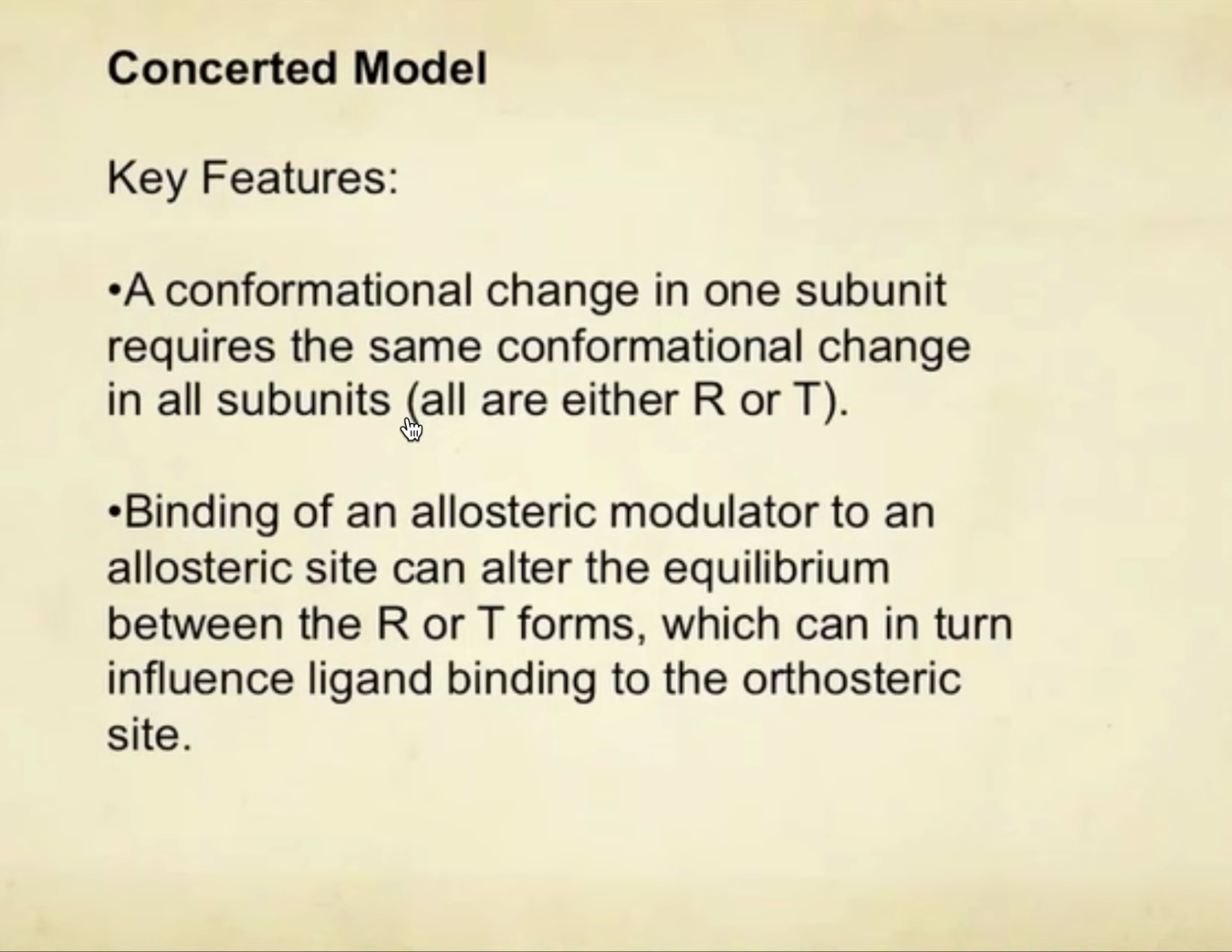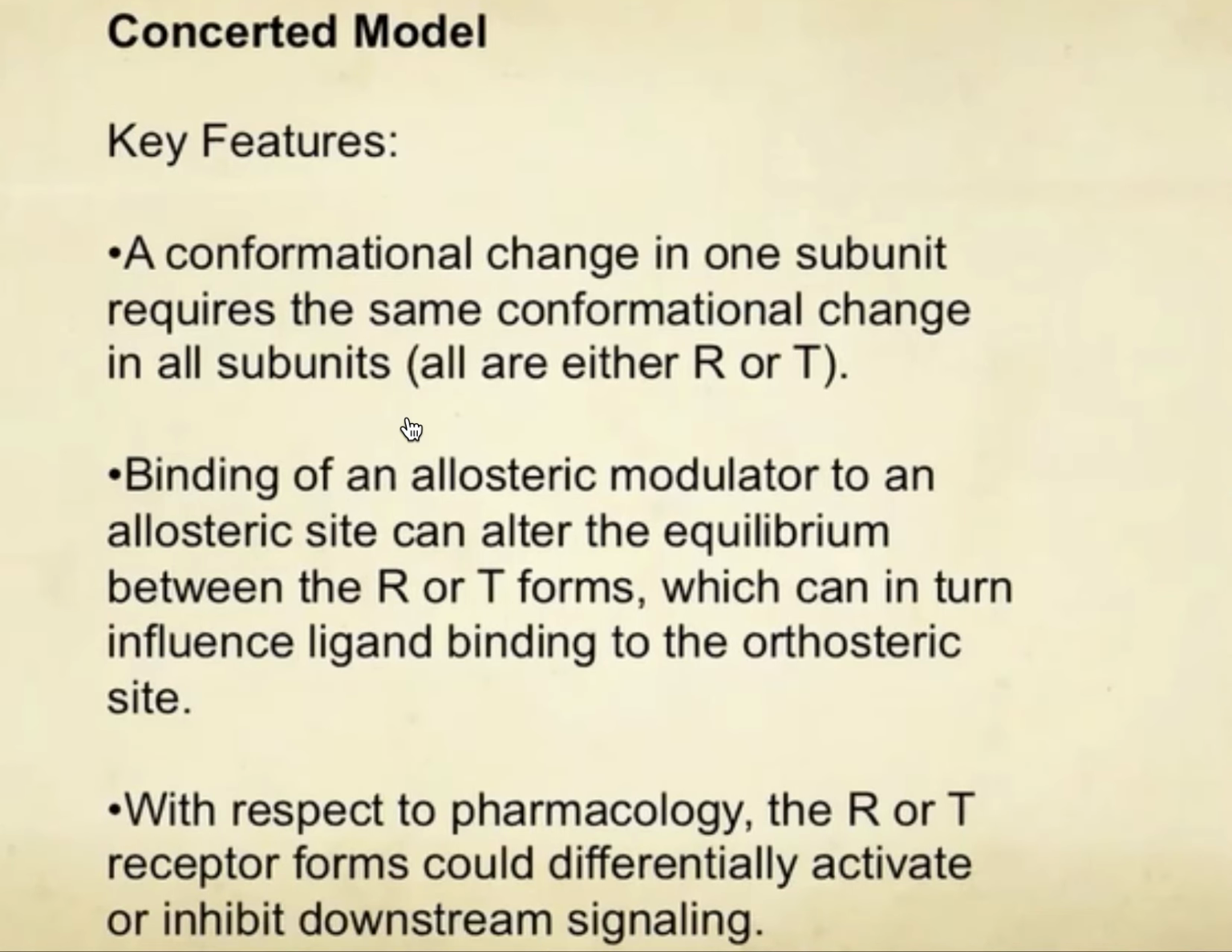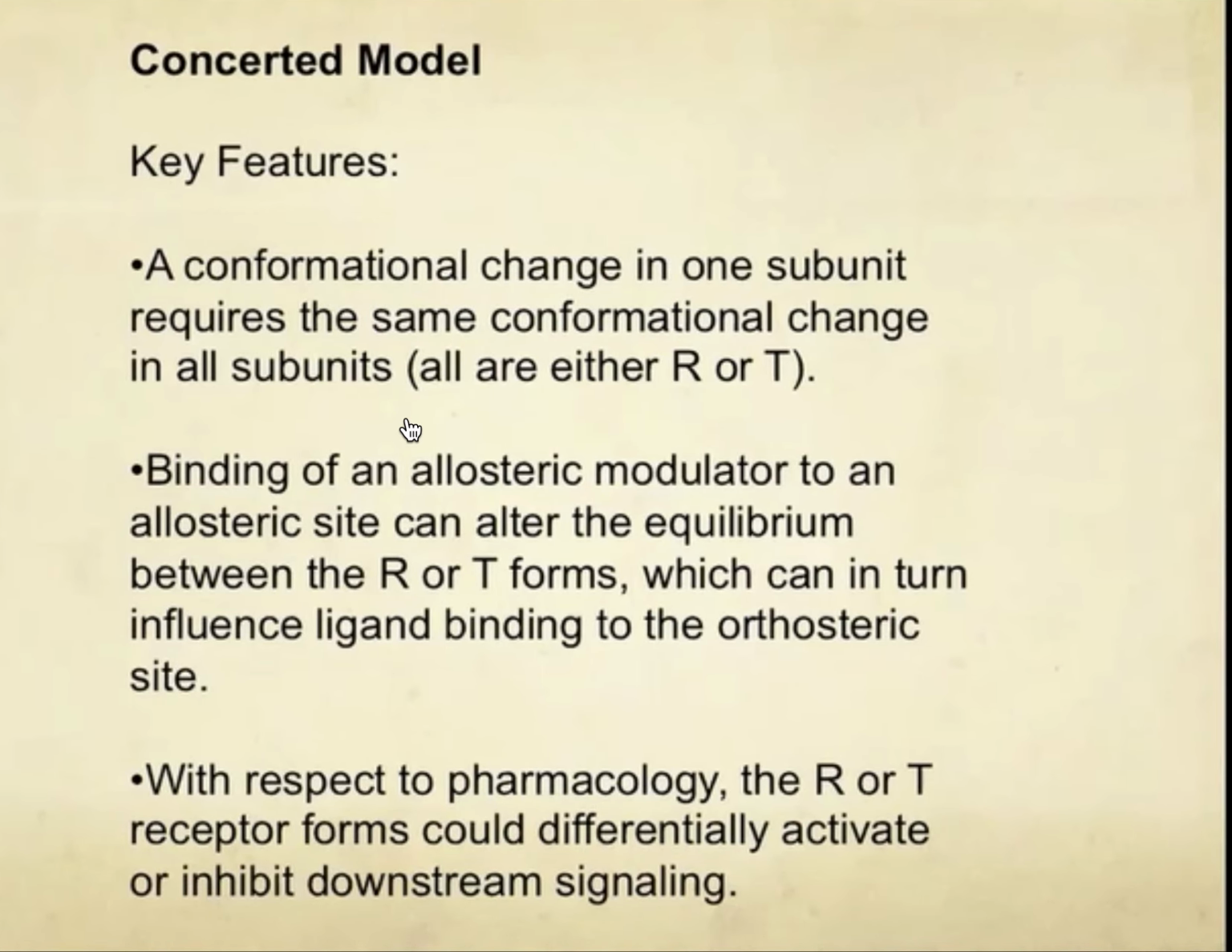Now that being said, there is an equilibrium between the T and R forms. And so what the allosteric modulator does is it shifts that equilibrium. But again, in the concerted model, all the subunits have to be in the same state. Now, with respect to pharmacology, R and T are sort of abstract. So what we're usually thinking about, if it's, for example, an ion channel, is the ion channel being opened or closed. If it's an enzyme, we may be talking about whether it's in an active or an inactive conformation. So these really have to do with regulation of protein function of different receptors.